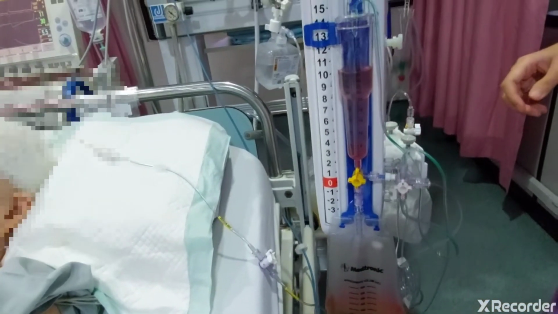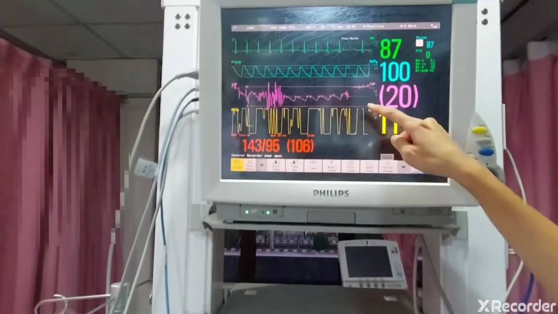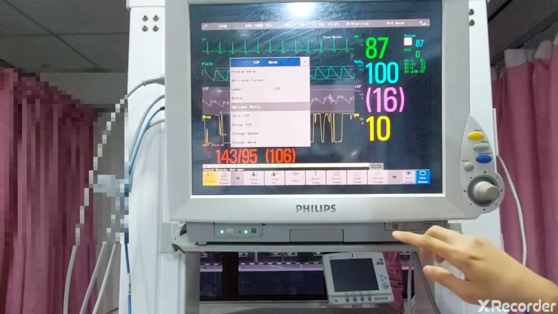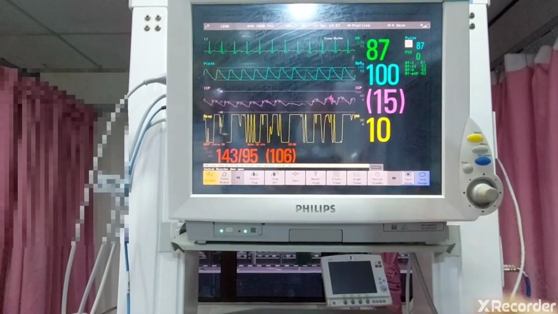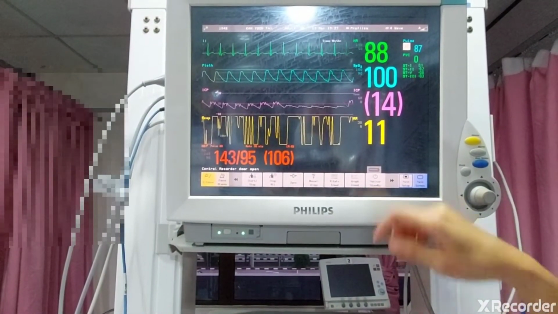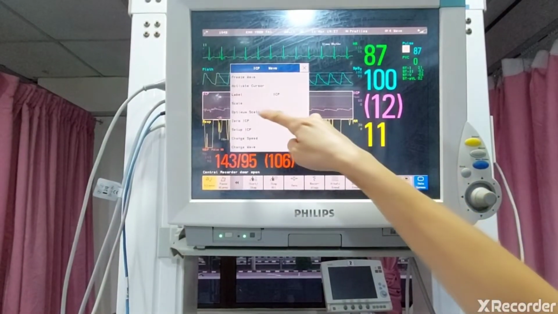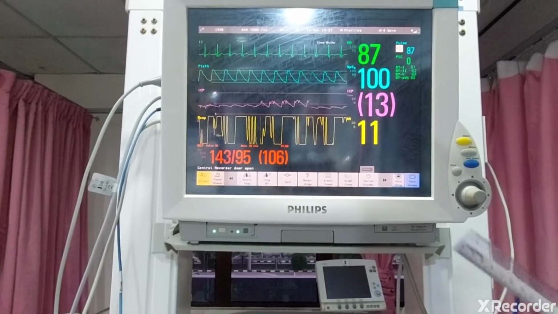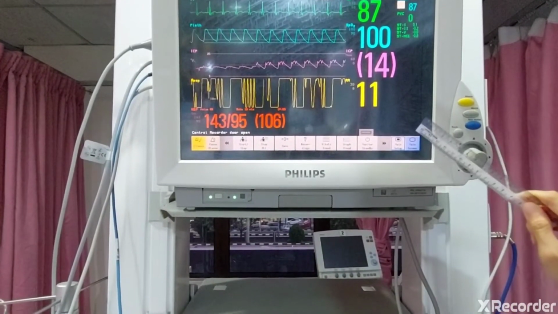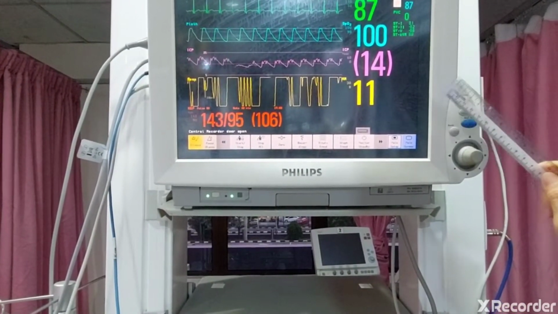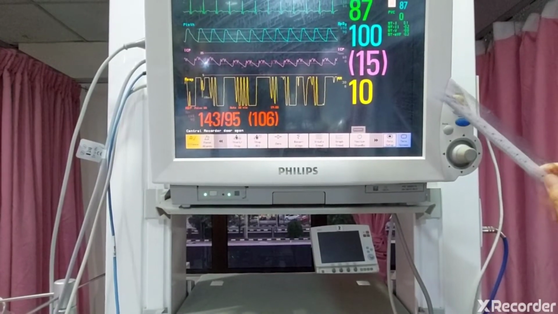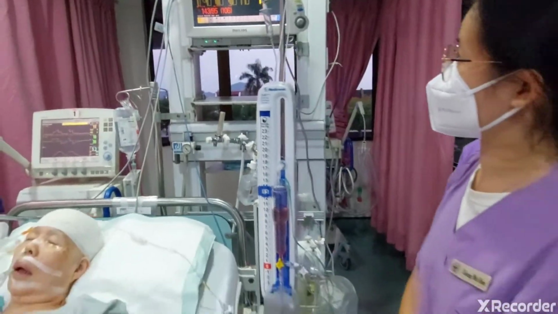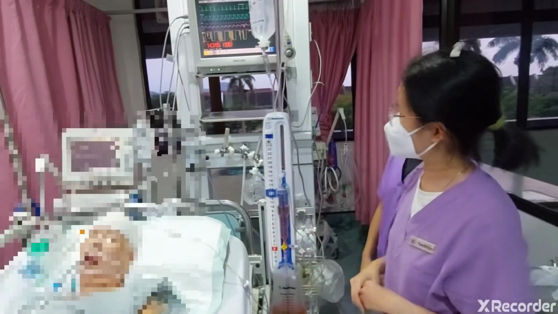Now we go back to the monitor again and press the optimum scale. Okay. Another one more time. So this is the correct waveform of the ICP. It's around 13 to 14 and then 15. Okay, this is the whole procedure of the zeroing and ICP monitoring.